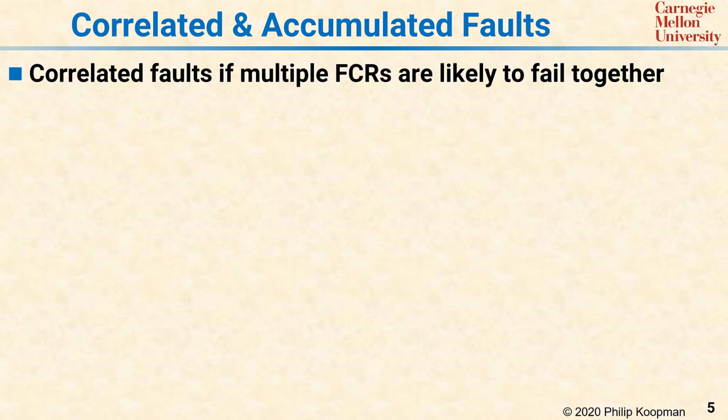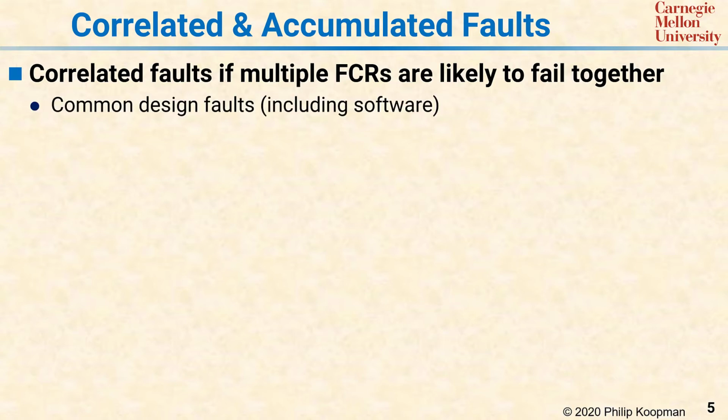Concepts closely related to single points of failure are correlated and accumulated faults. Correlated faults happen if there are multiple fault containment regions that have some reason that makes them likely to fail together. Some of these reasons include the following. You could have common design faults, such as the same defective software running in multiple fault containment regions. Well, when that software defect hits, all the FCRs will fail together.